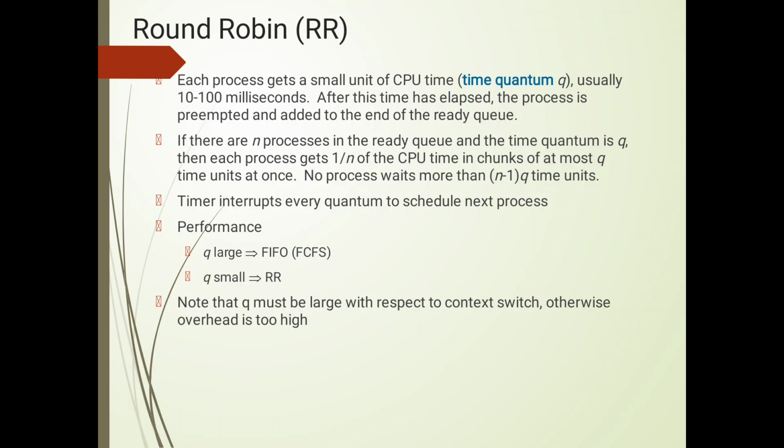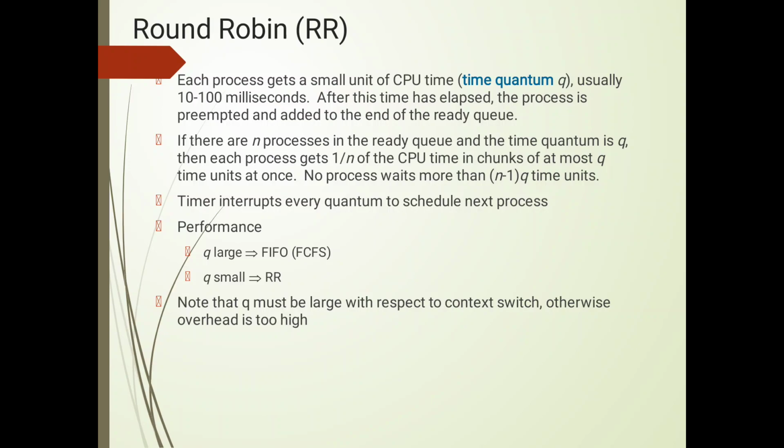Next one is the round robin algorithm. Each process gets a small unit of CPU time, usually 10 to 100 milliseconds. After this time has elapsed, the process is preempted and added to the end of the ready queue. If there are n processes in the ready queue and the time quantum is q, then each process gets 1/n of the CPU time in chunks of at most q time units at once. No process waits more than (n-1)q time units.